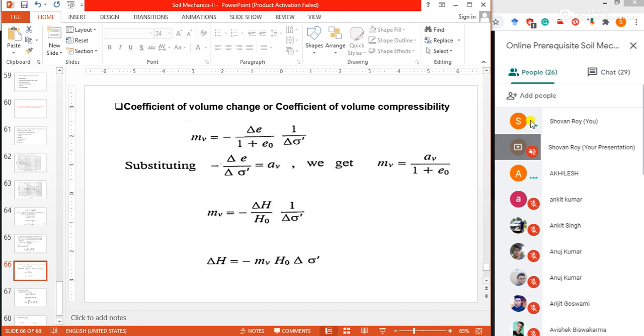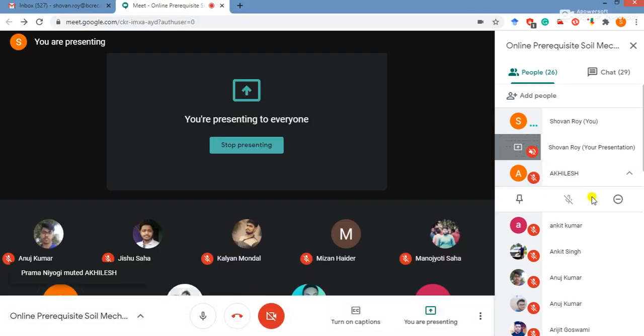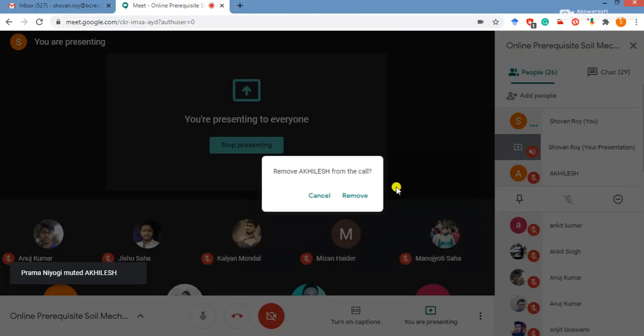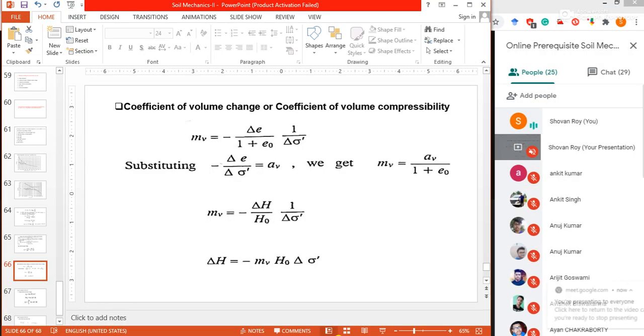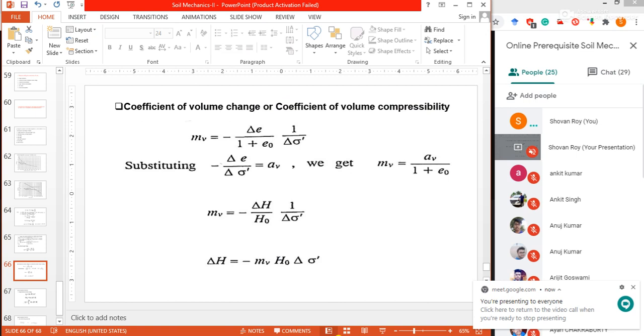So the initial volume is proportional to the initial thickness H0. Hence mv, that is the coefficient of volume change, equals minus delta H by H0. As you can see, mv equals minus delta H by H0 into 1 by delta sigma dash.